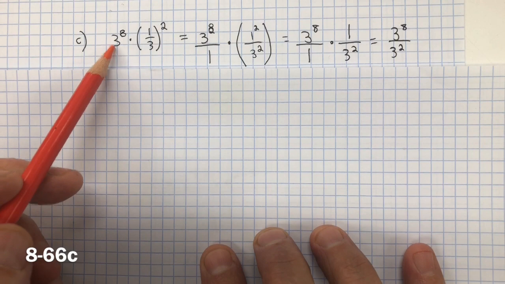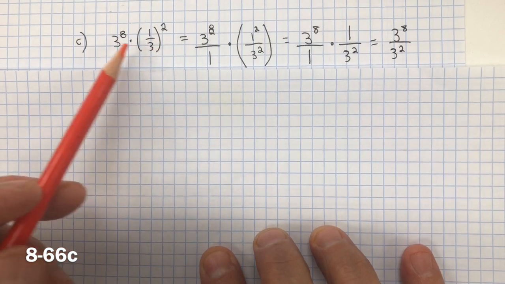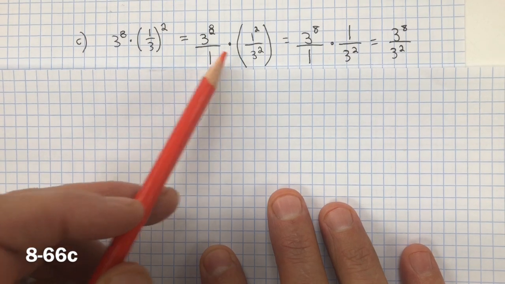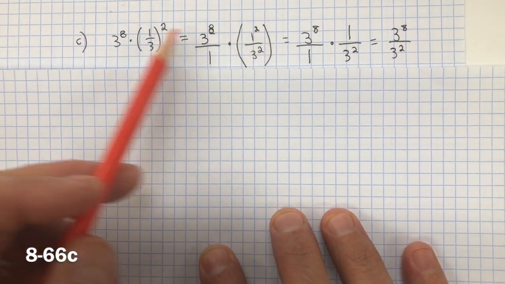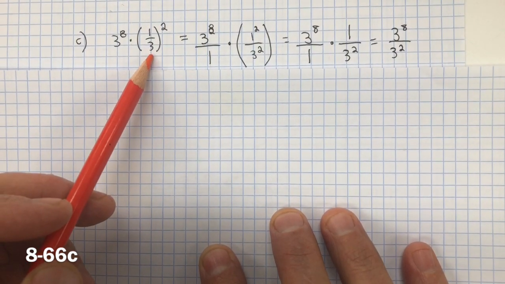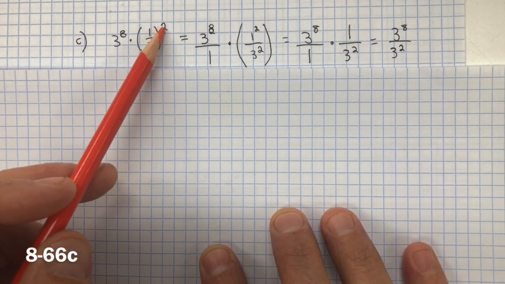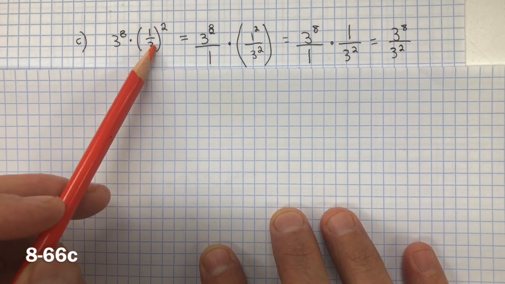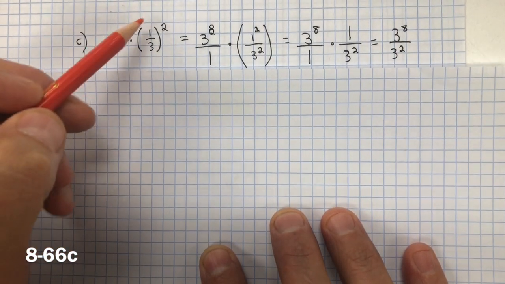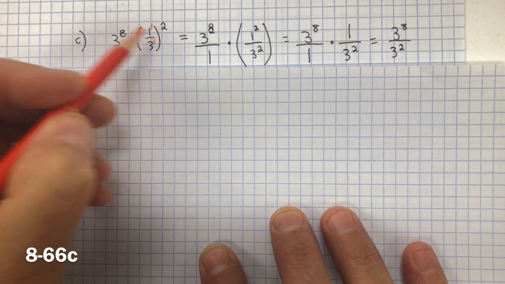In problem C, we have 3 to the 8th multiplied by 1/3 squared. So I'm going to write 3 to the 8th as a ratio over 1, and you'll see why in a moment, because I'm going to distribute this exponent to the numerator and the denominator. Just like in the previous problem, you had to do it to every term. When you have a fraction, you have to do it to both parts, the numerator and the denominator. So again, we have an exponent here, 1 to the first power and 3 to the first power.